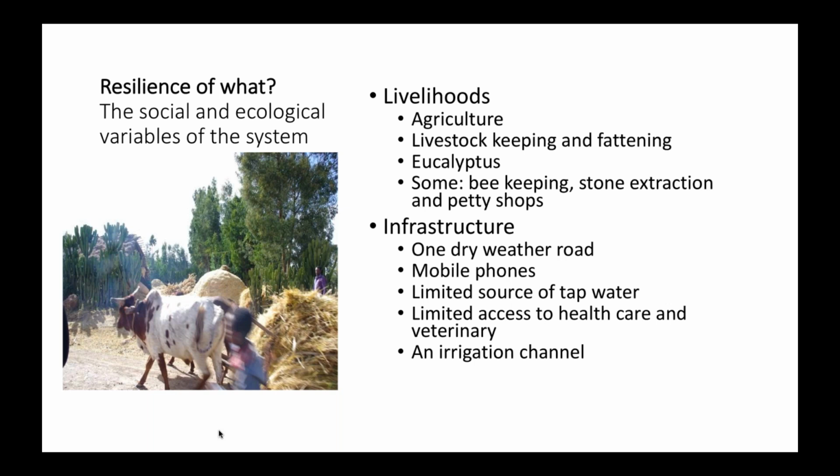It's very difficult to get landlines there. There is no landline. But now, almost everybody in the community has mobile phones. I think this resilience assessment happened in 2005, but I went quite recently to this community and everybody has mobile phones. As we will see later on, this increases connectivity. And what is the implication of that connectivity? We'll discuss that a little bit. There is limited tap water, limited access to healthcare and veterinary services, and they have an irrigation channel.